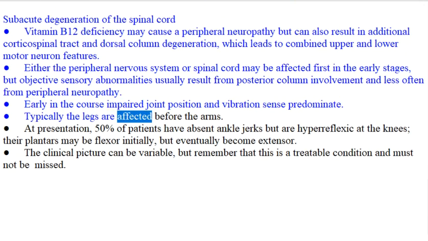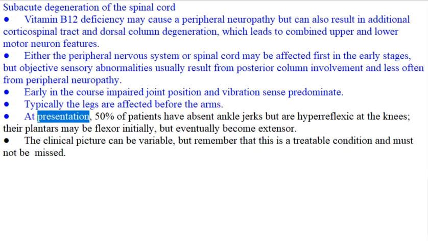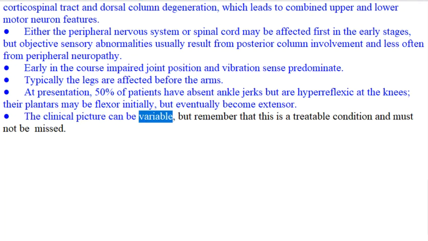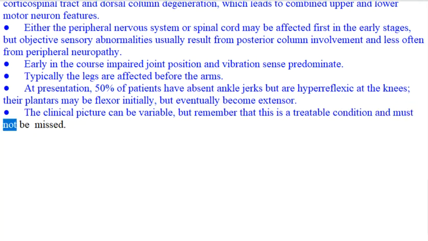Typically the legs are affected before the arms. At presentation, 50% of patients have absent ankle jerks but are hyperreflexic at the knees. Their plantars may be flexor initially, but eventually become extensor. The clinical picture can be variable, but remember that this is a treatable condition and must not be missed.